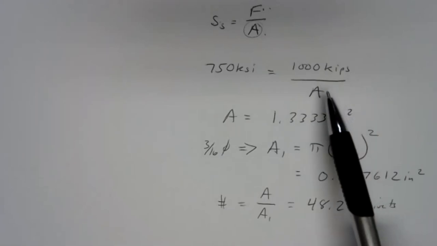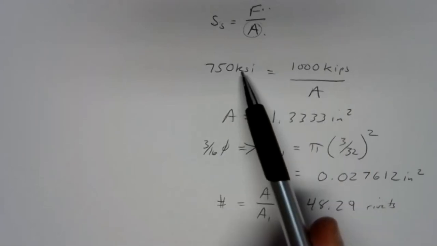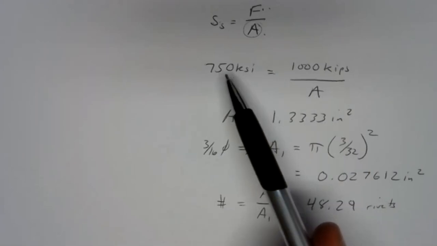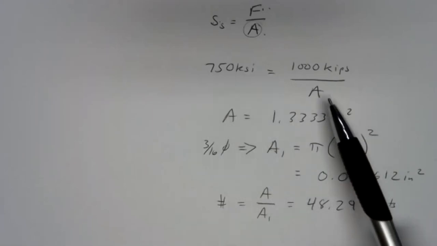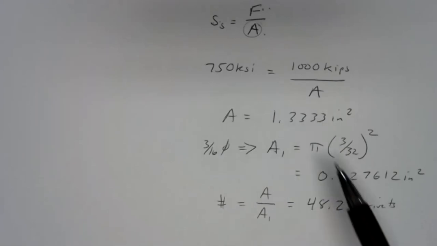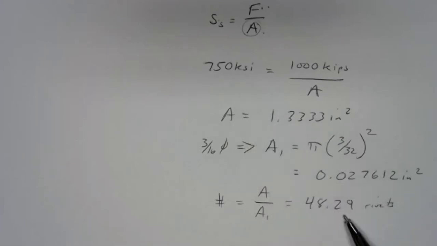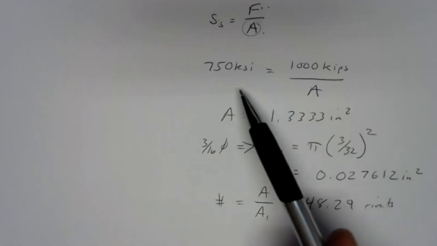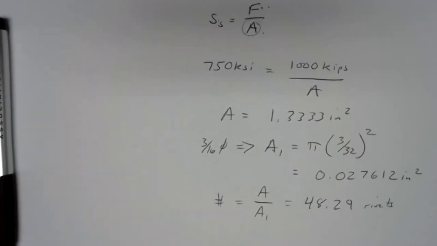Well, the area here is the minimum area to get 750 KSI, to just stress the material out to the maximum value. If we go with a slightly smaller area by rounding this down, we're going to overstress the material. It's going to shear out. So we need to go more. When you're doing rivet calculations, we'd always go to more. That will keep things below that shear stress limit. So we'd say 49 rivets in that particular example.